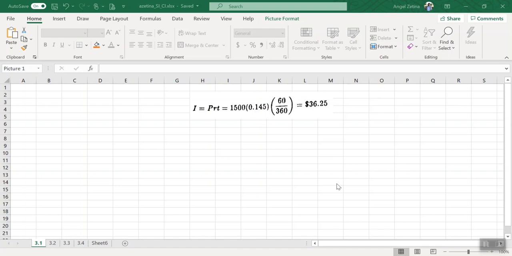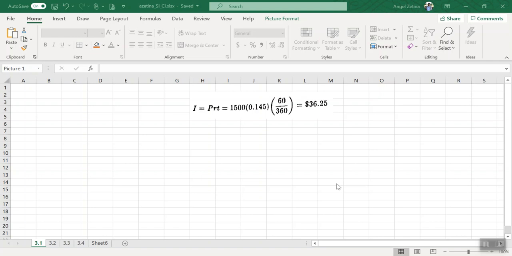Hi guys, today we're going to be looking at how to perform computations for simple interest and compound interest in Excel. So we're going to try to do our best to solve the questions that were assigned. In this case, we are trying to find simple interest given the principal, the rate, and the time.